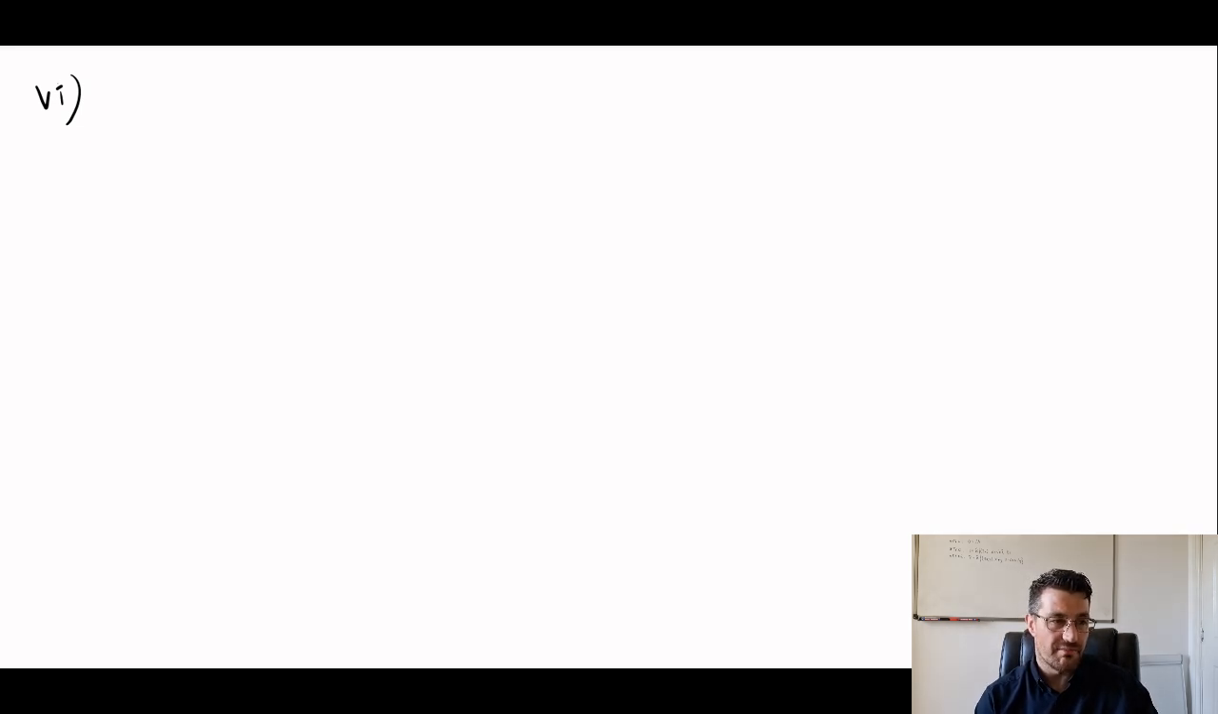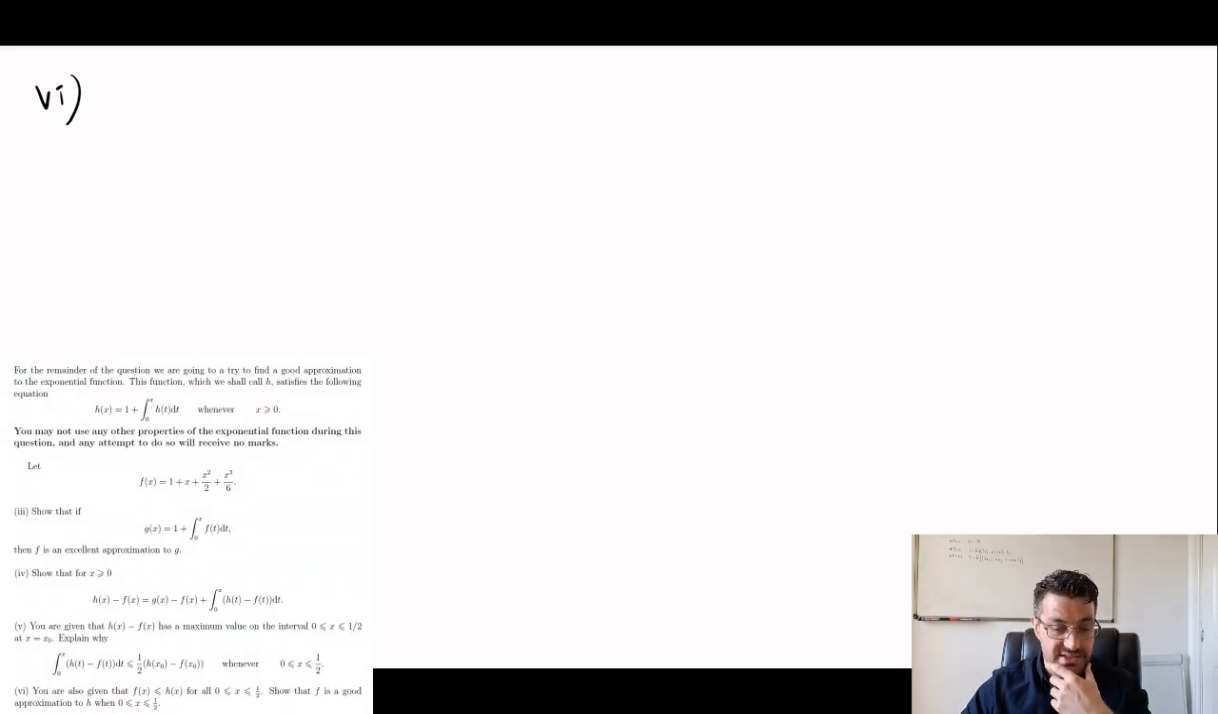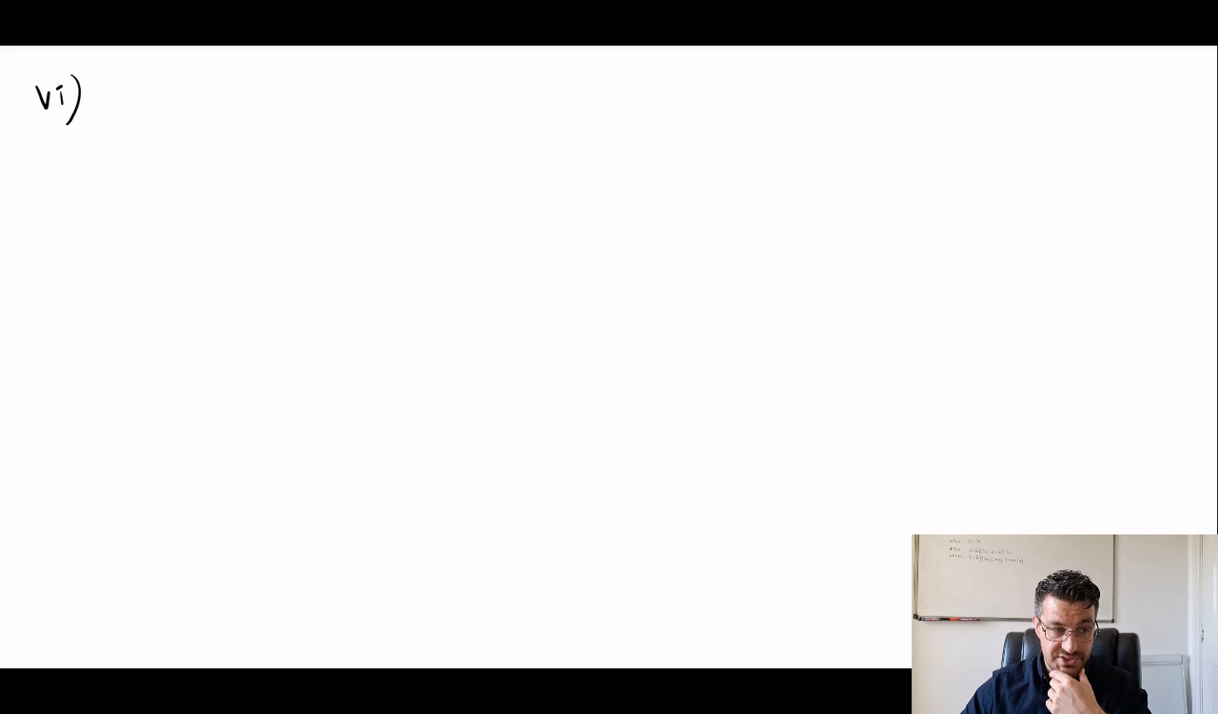So, my first attempt at this. What is the problem actually? You're also given that f of x is less than or equal to h of x for all x with 0 less than or equal to x less than or equal to a half. Show that f is a good approximation to h when 0 is less than or equal to x is less than or equal to a half. That first thing that we're told, that f of x is less than or equal to h of x, is the key bit of information, in my opinion.